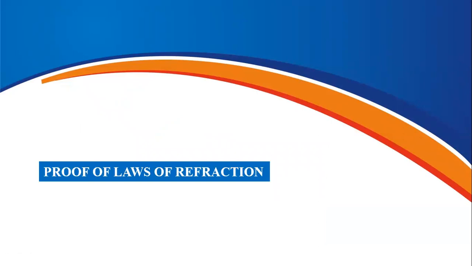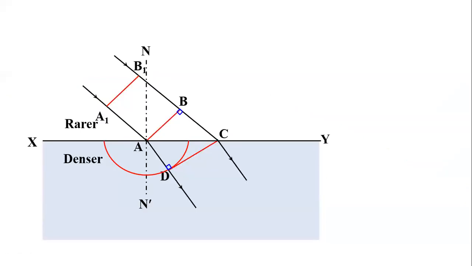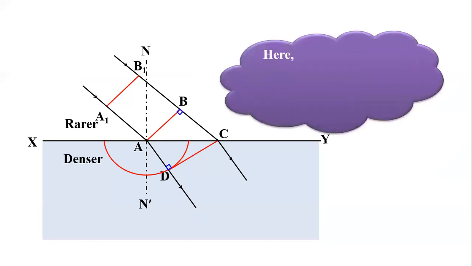Now we are going to prove this. What we are going to prove? That sin i upon sin r is equal to n. Okay, let us see. Here, the angle A1AN. See, what is this angle? A1AN. Yes, correct. This is the angle of incidence. Yes, this is the angle of incidence.